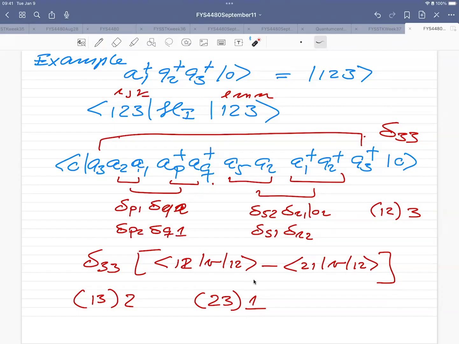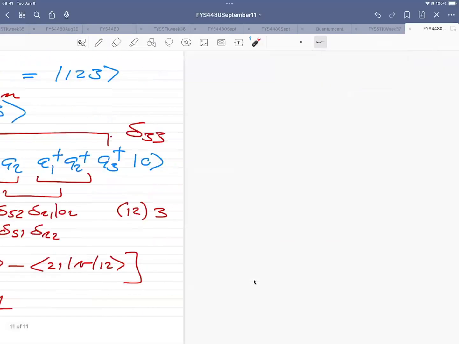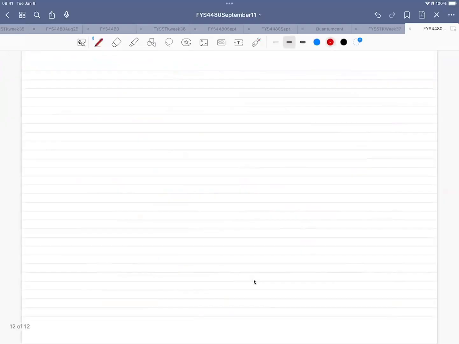Now, is it okay if I don't show this because it's pretty obvious what happens? Diagrammatically now, what we are doing is to have these states here. So we have 1, 2, and 3.